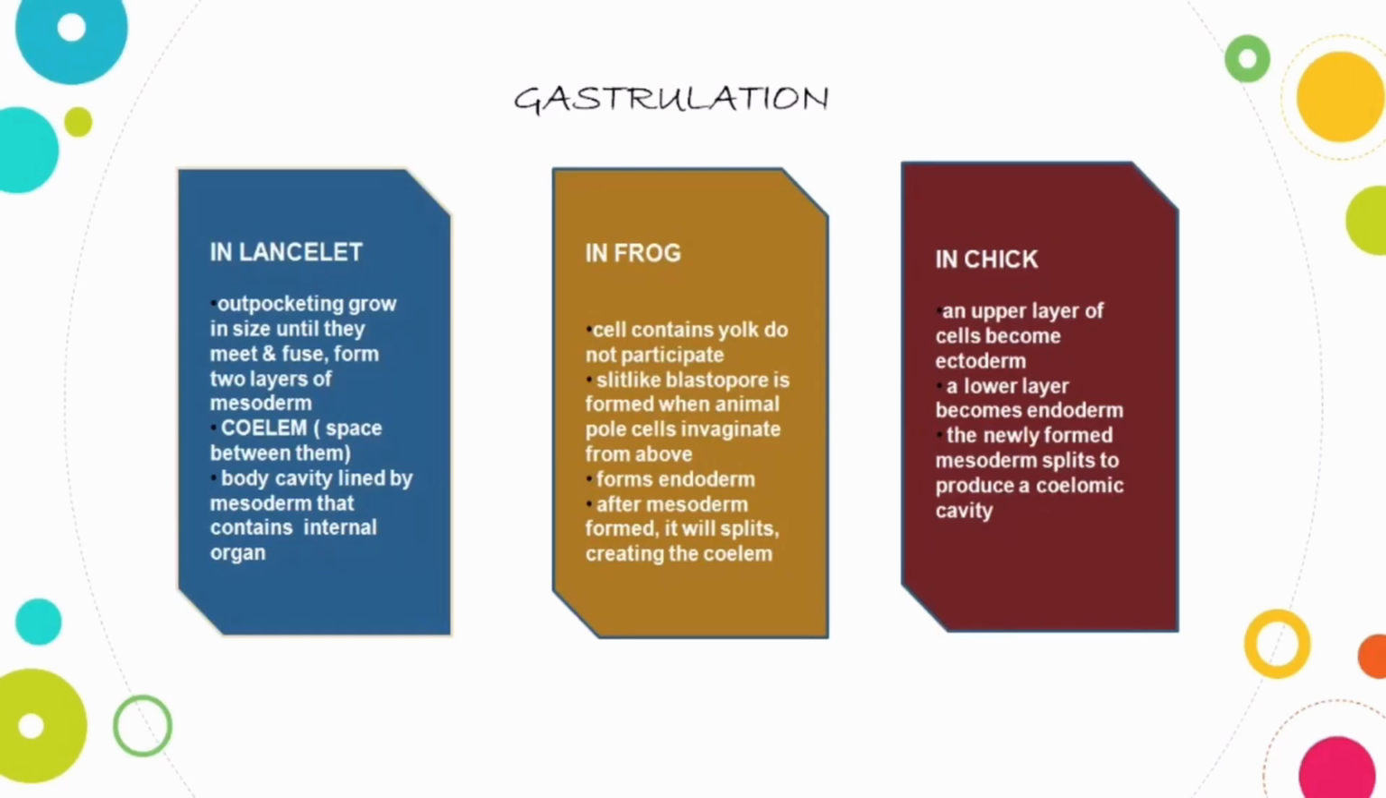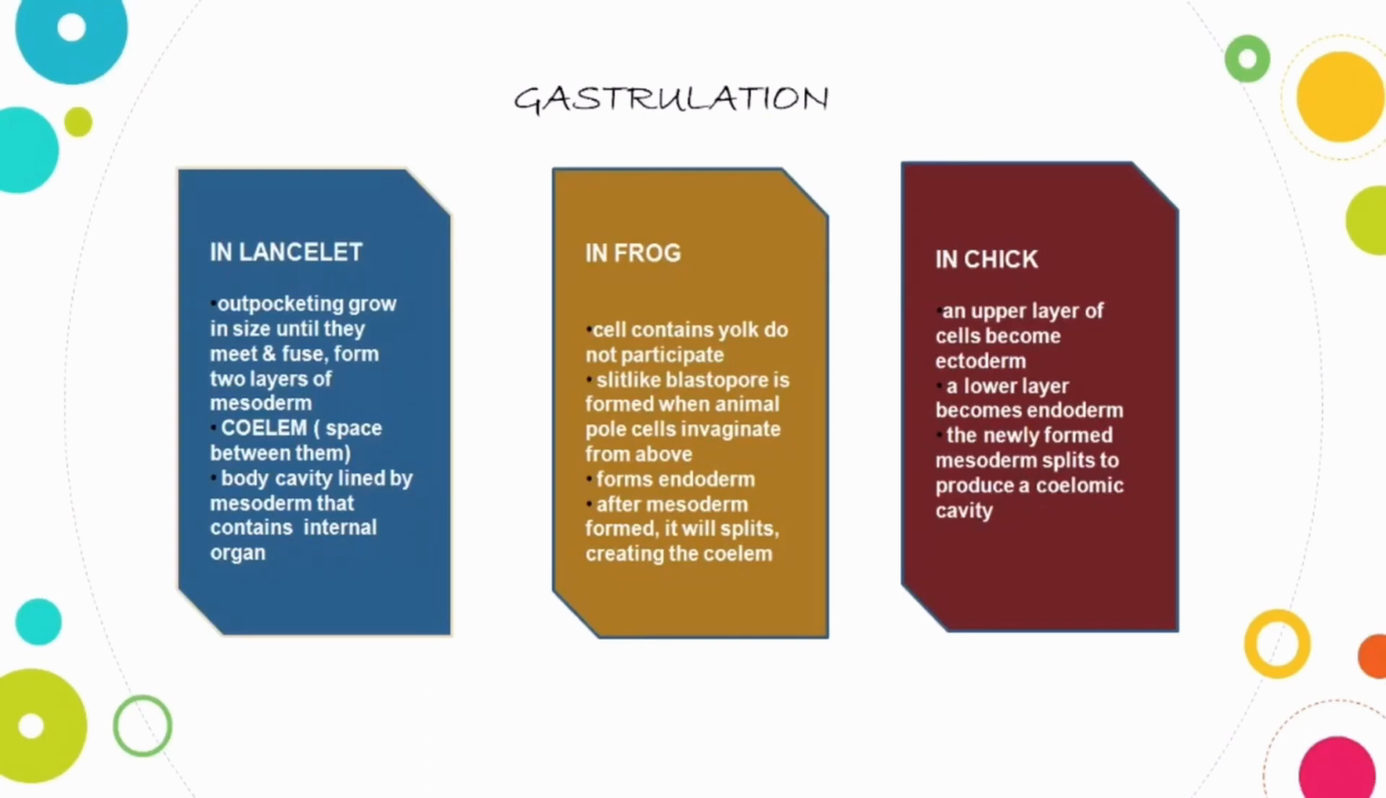Next, in the frog, cells containing yolk do not participate in gastrulation, and therefore they do not invaginate. Instead, a slit-like blastopore is formed when the animal pole cells begin to invaginate from above, forming endoderm. Animal pole cells also move down over the yolk to invaginate from below. Some yolk cells, which remain temporarily in the region of the blastopore, are called the yolk plug. Mesoderm forms when cells migrate between the ectoderm and endoderm. Later, the mesoderm splits, creating the coelom.